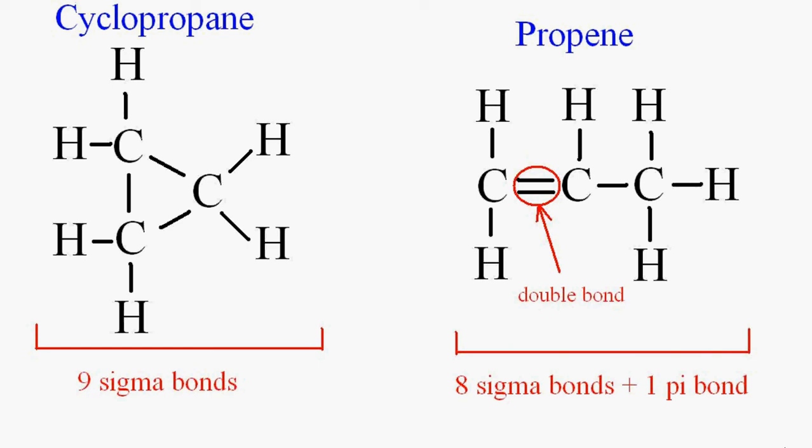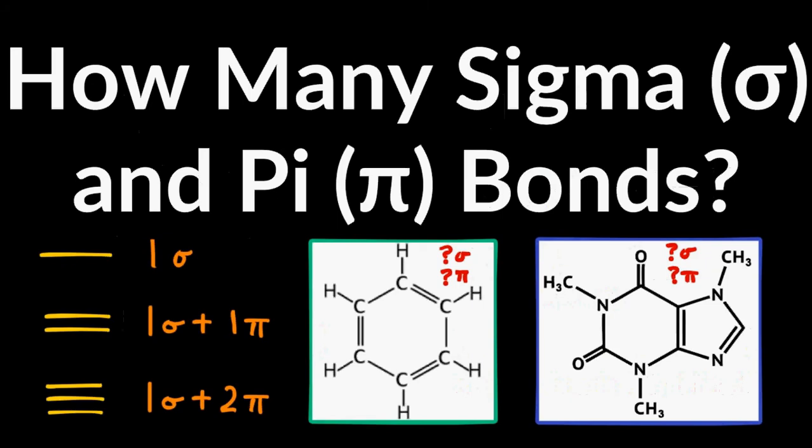In the next figure, I have a question for you. I want you to note down these figures and calculate the sigma and pi bonds in each figure, and comment below. I will read your answers and tell you the correct one.